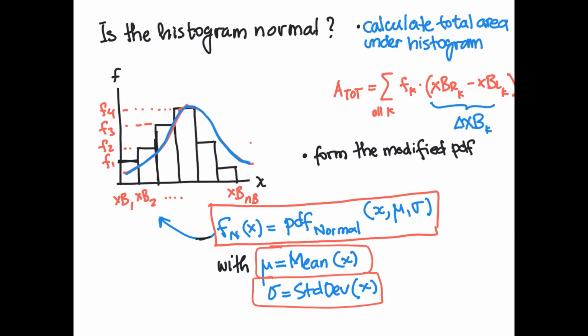And then we can proceed to plot in the same set of axes the histogram and the modified PDF, and see if this curve follows pretty much the histogram. It's kind of a visual way to check the normality of a histogram. And with this, we finish this presentation about frequency counts and histograms.